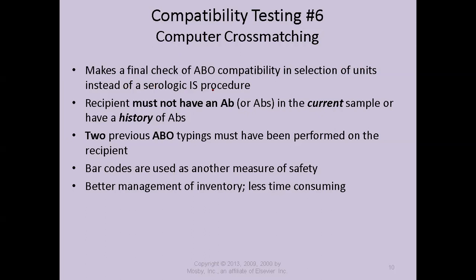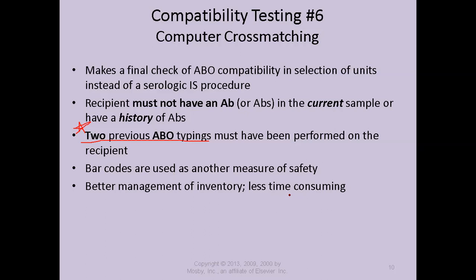When could we do a computer cross-match? Some of the criteria are the same as when we can do an immediate spin cross-match. Just like IS, the recipient cannot have any antibodies now or a history of antibodies, so a negative antibody screen currently and in the past. An additional thing, different from IS: we must have 2 separate ABO typings on file for this person, not just one. We must know their ABO Rh type has been tested twice and agrees before we do the computer cross-match.